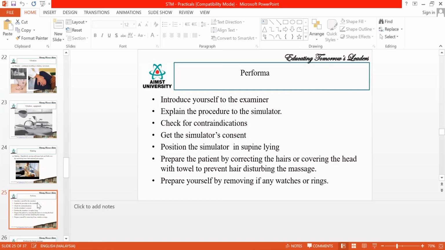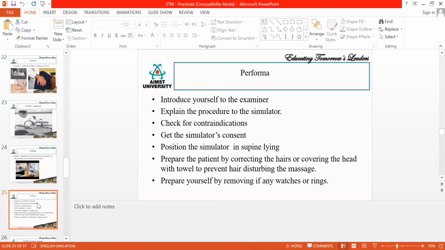Now we are giving you 6 minutes to do the technique. So 6 to 7 minutes you can do the technique. In these 6 to 7 minutes, 20 to 30 seconds you can spend to frame out the answer. Then after getting ready, you introduce yourself to the examiner as well as to the model. Don't skip any of the steps. So introduce yourself to the examiner as well as to the model.